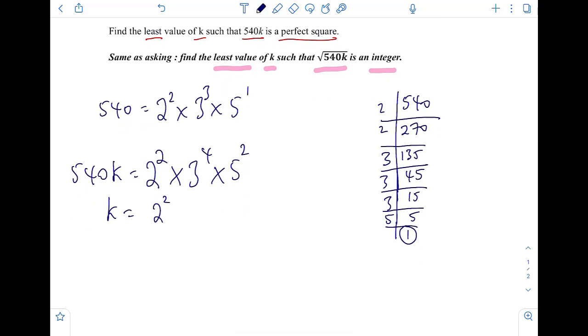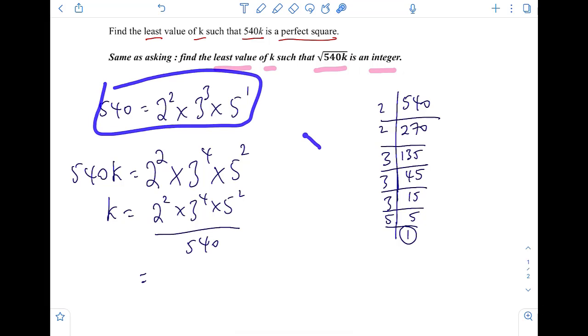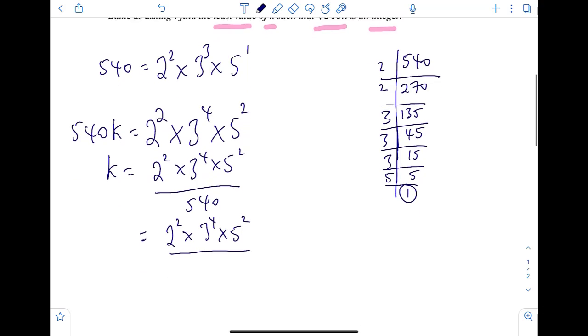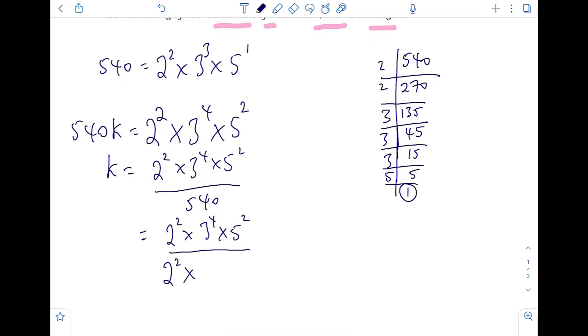Just do some simple manipulation. 2 squared times 3 to the power 4 times 5 squared, divide by 540. And 540 is this value over here in prime index notation. So 2 squared times 3 to the power 4 times 5 squared over 2 squared times 3 cubed times 5 to the power 1. Okay, so this essentially means cancel off. 3 to the power 4 divided by 3 to the power 3 is actually a 3.